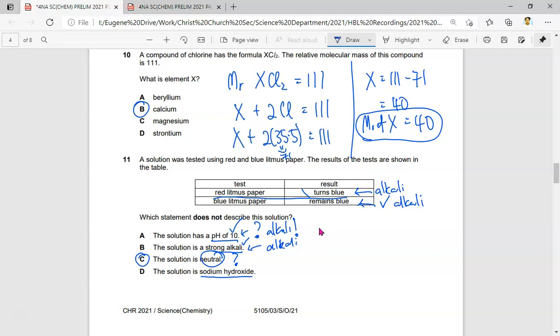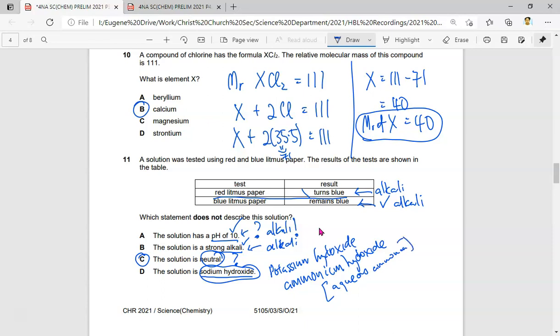The solution is sodium hydroxide. When you see sodium hydroxide, when you see potassium hydroxide, when you see ammonium hydroxide, or sometimes ammonium hydroxide is also known as aqueous ammonia, when you see these terms, what does it mean? It means that these are all alkalis. So 1, 2, 3, these three things are all alkalis. Okay, so which one does not describe this solution? Answer will be C, because I am supposed to look out for something that's saying it's not an alkali.